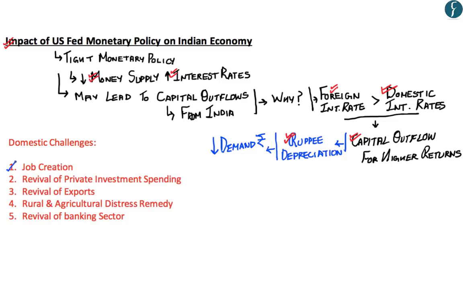Now the 5 domestic challenges that the author has highlighted. First is job creation, second is revival of private investment spending, which we also discussed in the previous section. The third point is the revival of exports. The fourth point is the rural and agricultural distress. And the fifth point is the revival of the banking sector. But let us wait for the budget to come and see how it addresses these 5 challenges. So now we move on to our next article.